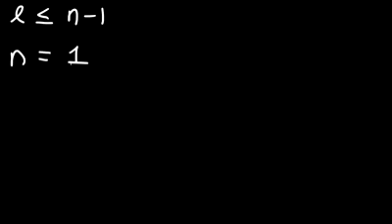Now let's talk about the relationship between n and L. L is less than or equal to n minus 1. And L and n are both integers. So let's talk about what this means. When n is 1, L can only have one value. That's n minus 1, or 1 minus 1, which is 0.